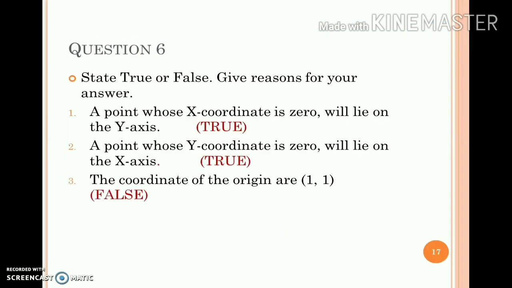So, here comes question 6. State true or false. Give reasons for your answer. A point whose x coordinate is 0 will lie on the y-axis. It is absolutely true. Second, a point whose y coordinate is 0 will lie on the x-axis. This is also absolutely true. The coordinates of the origin are (1, 1). It is false because the coordinates of the origin are (0, 0).